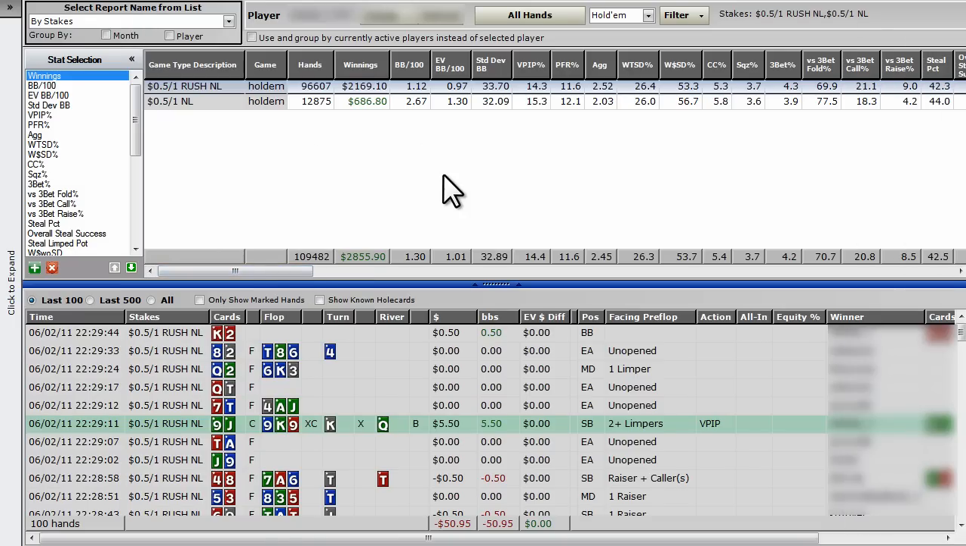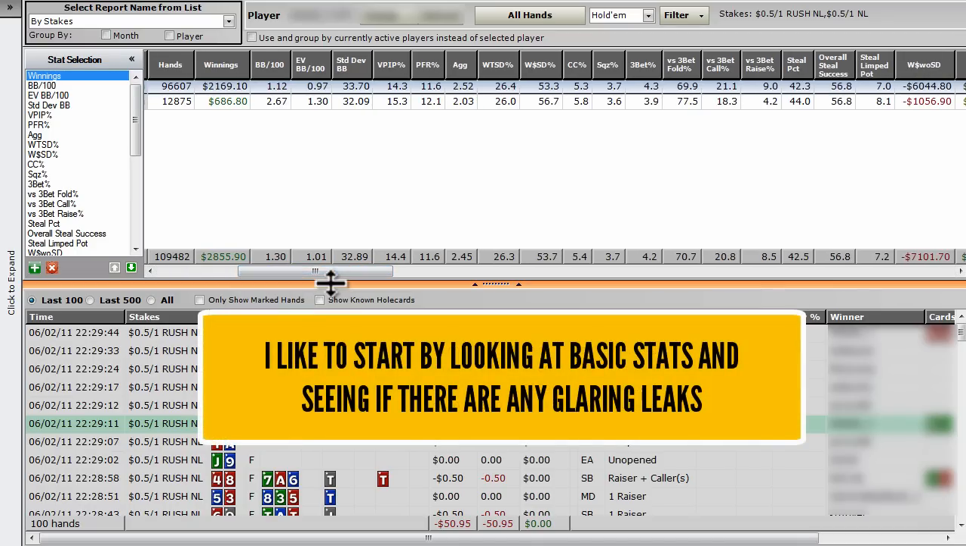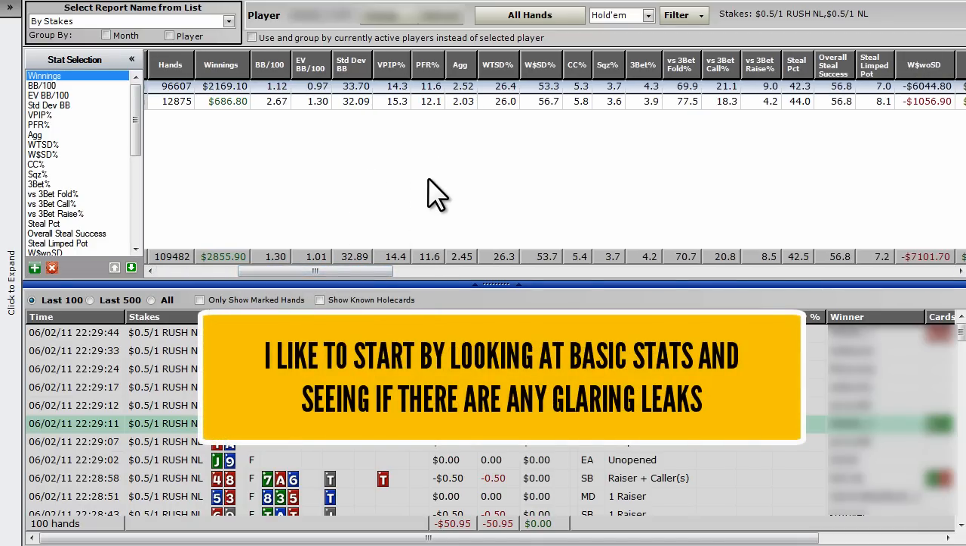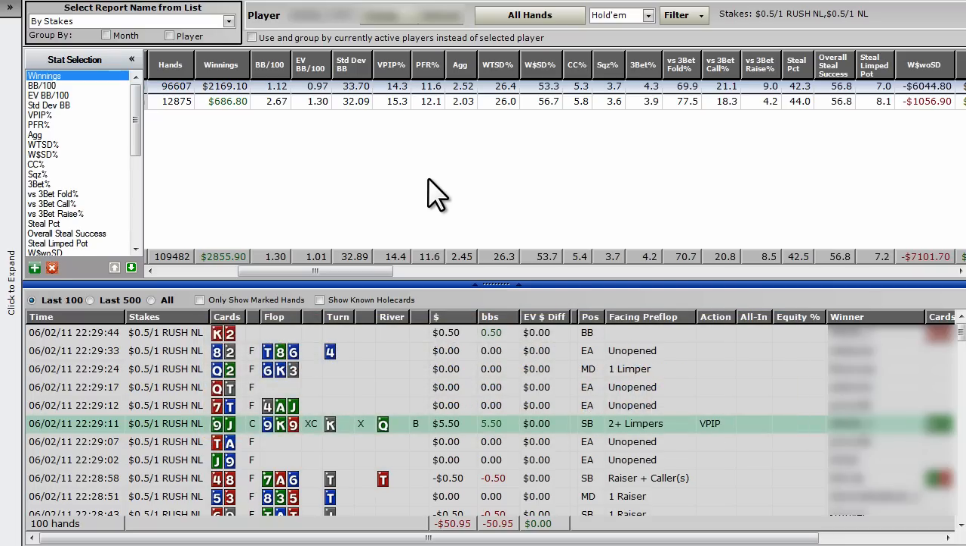So what I first like to do is look at some basic stats and kind of go from there, see if there's any glaring leaks just straight off the bat. So VPIP PFR is definitely running pretty standard, TAG stats roughly 14-12, aggression factor at roughly 2.5, so I can be okay with that.